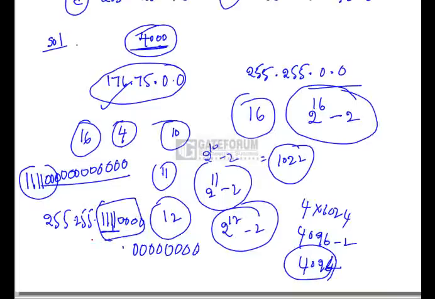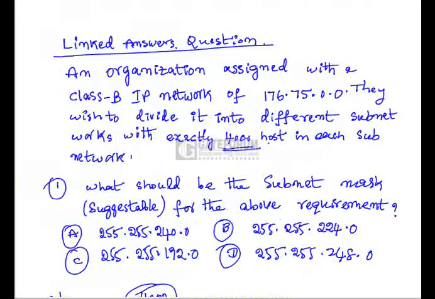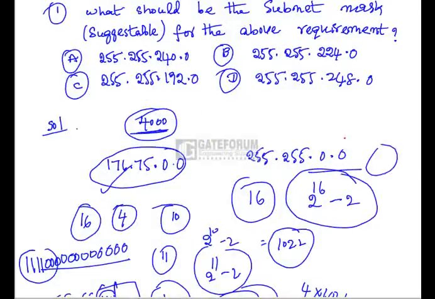Then this value is equivalent to 240. So it will be 255.255.240.0. This is the suggestible mask, so that we can have 12 bits in the host part after borrowing 4 bits for the subnet ID. Then 2 power 12 minus 2 hosts are possible, out of which we can use 4000. The problem when you take 11 bits is that 4000 hosts are not possible. That's why the nearest value you have to take is 240. So the suggestible subnet mask is 255.255.240.0. So option A is the correct option here.